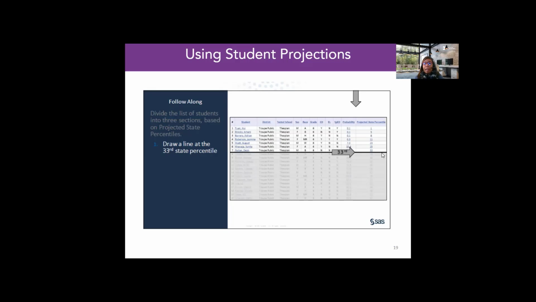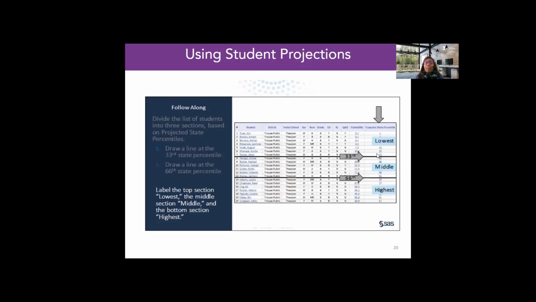So you want to draw a line at the 33rd, and then you want to draw another line at the 66th percentile. So we're looking at what kids are falling in from 0 to 33, 34 to 66, and then 67 to 99. So you'll have these 3 different chunks of kids. Then you want to label your chunks. The first top one, lowest, middle for the middle group, obviously. And then for the bottom group, this is your highest group.